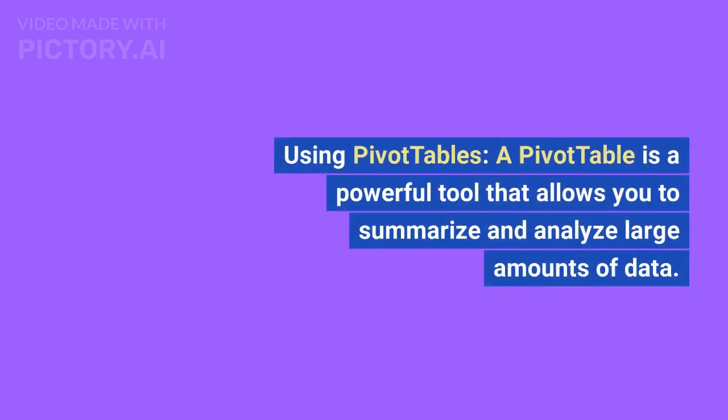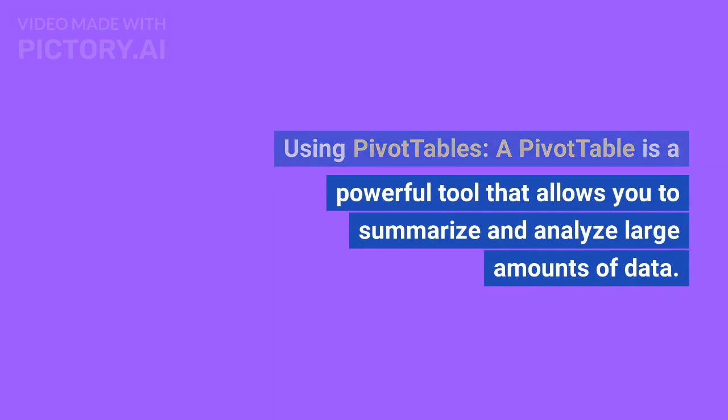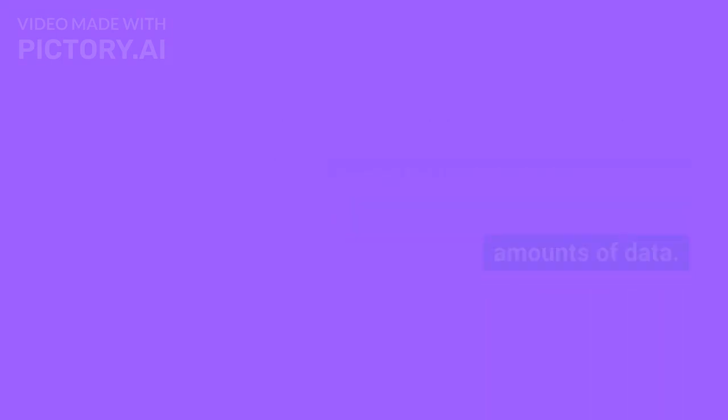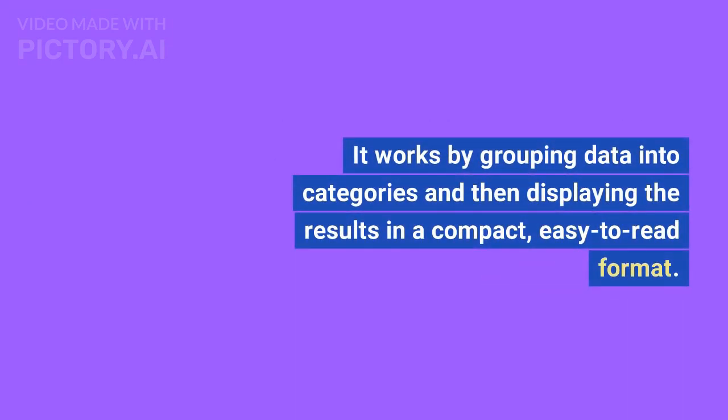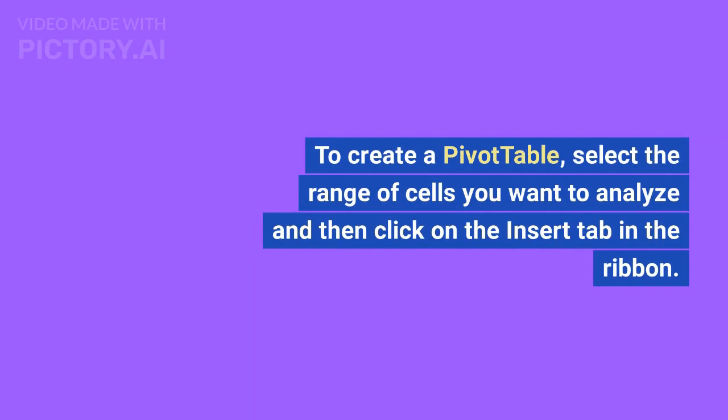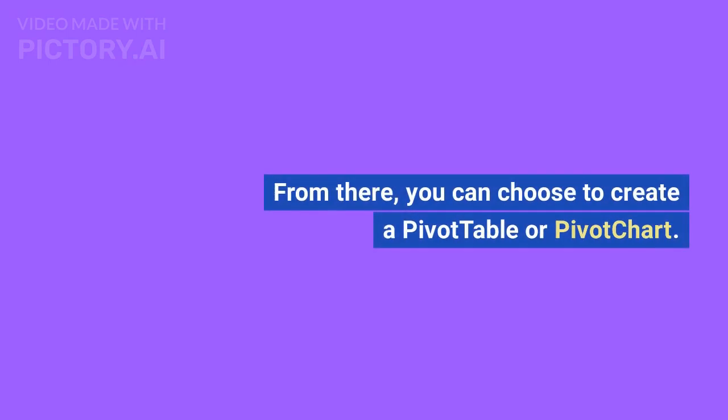Using pivot tables. A pivot table is a powerful tool that allows you to summarize and analyze large amounts of data. It works by grouping data into categories and then displaying the results in a compact, easy-to-read format. To create a pivot table, select the range of cells you want to analyze and then click on the Insert tab in the ribbon. From there, you can choose to create a pivot table or pivot chart.